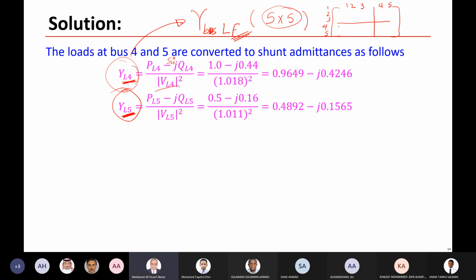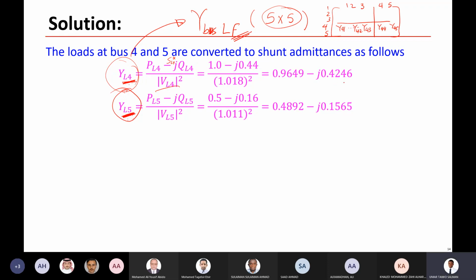And should we add it to Y1 or Y41 up to Y43, Y42, Y44, Y45? So, and this is also here. How can we incorporate this load, Omar? Any answer? Add it to 4, 5.